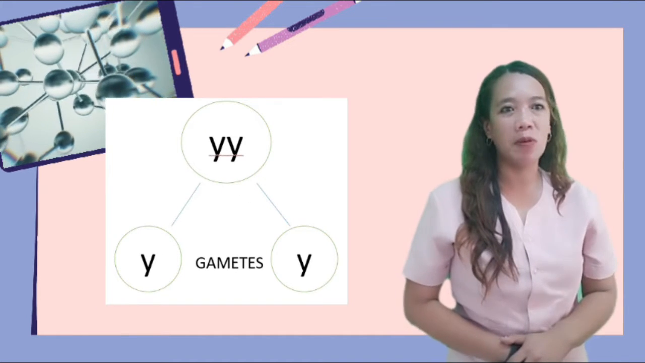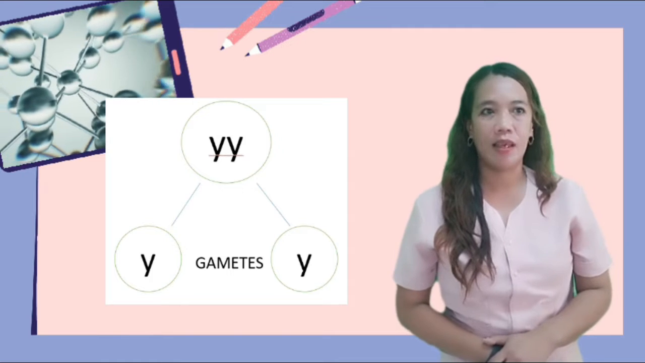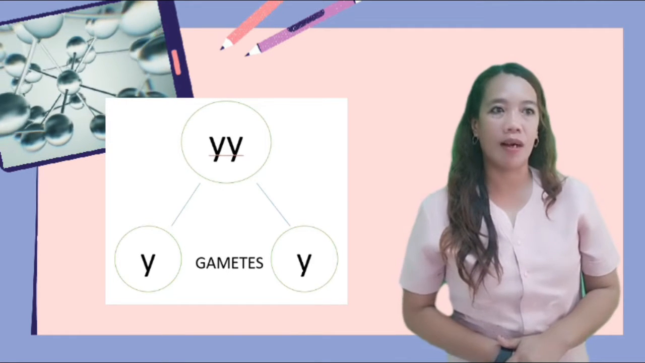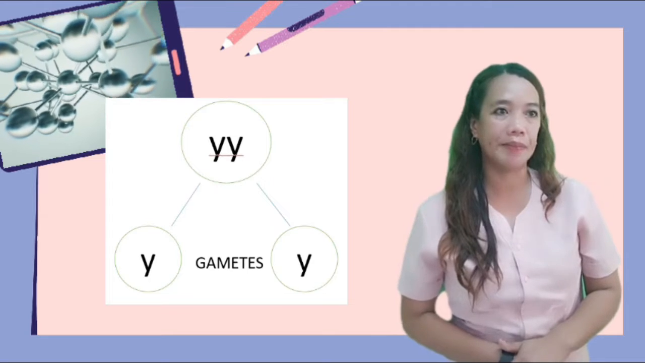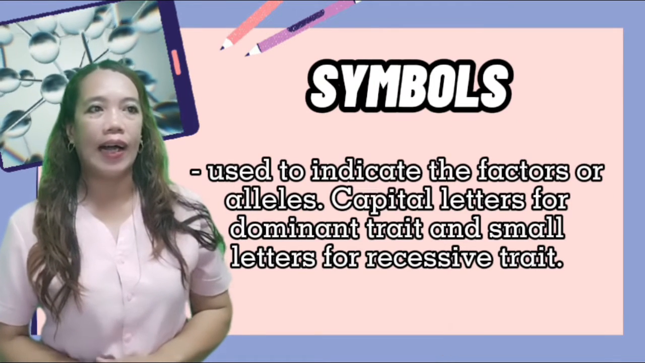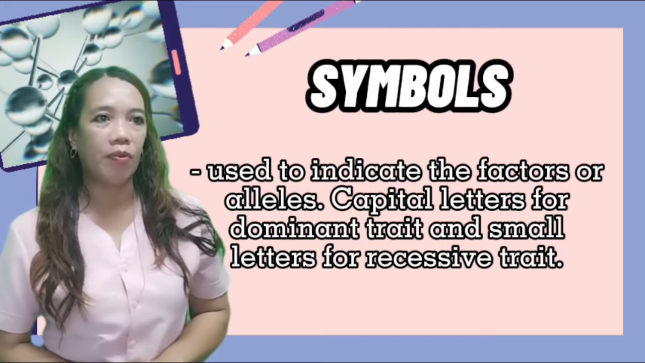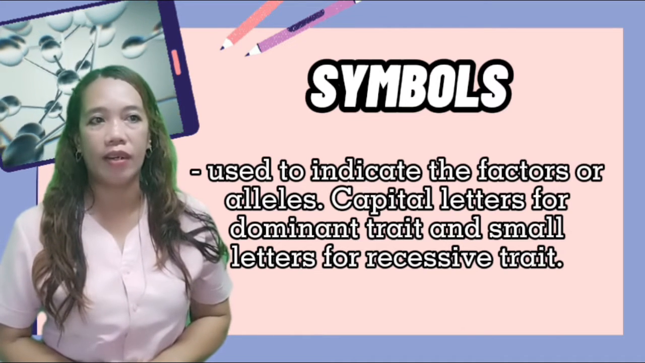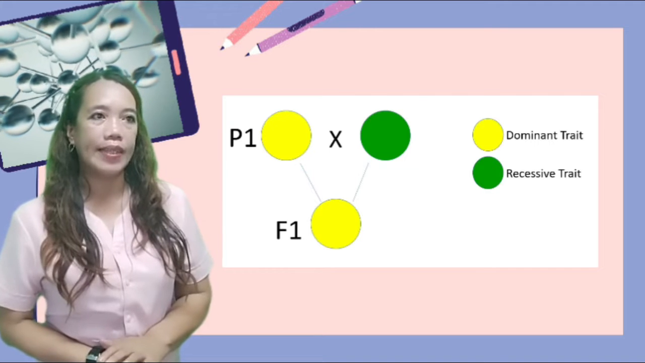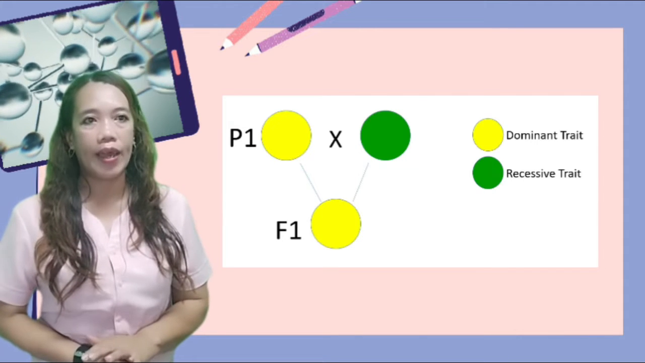Same is true with a homozygous green pea plant with an allele of 2 small y. The gametes are 2 small y. Symbols are used to indicate the factors or alleles. Capital letters for dominant trait and small letters for recessive trait. For example, in seed color, we have yellow and green.